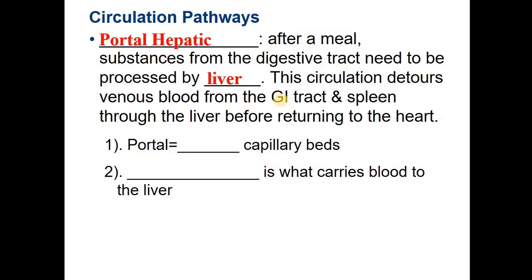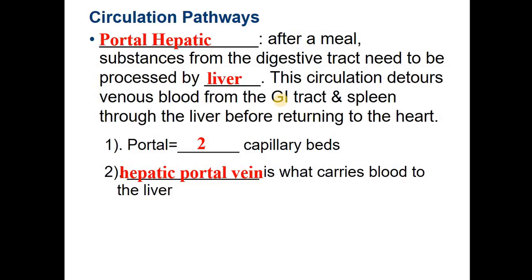And then the liver is like a detoxification center. It's going to process it, and then from there, it'll put it back into circulation. So this circulation, the portal hepatic, detours venous blood from the GI tract and spleen through the liver before returning it to the heart. Portal meaning it goes through two capillary beds. So it's going through the capillaries in the small intestines and then in the liver. And from there, it's going into the circulatory system.